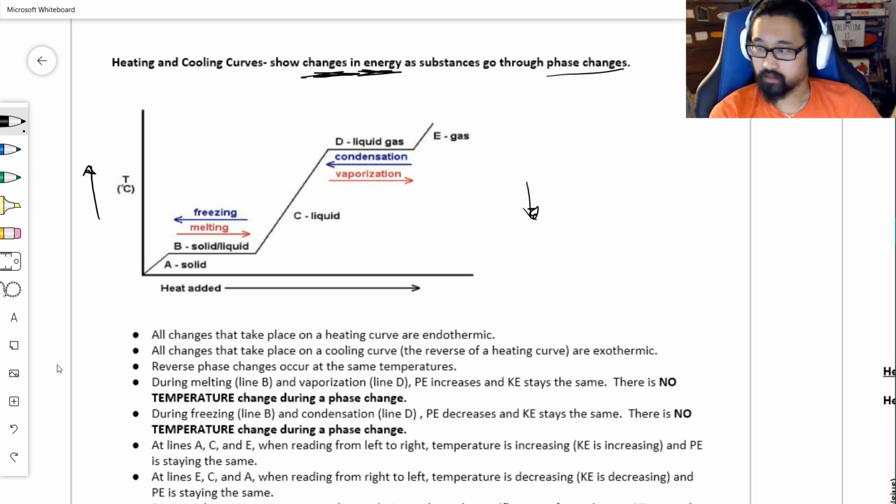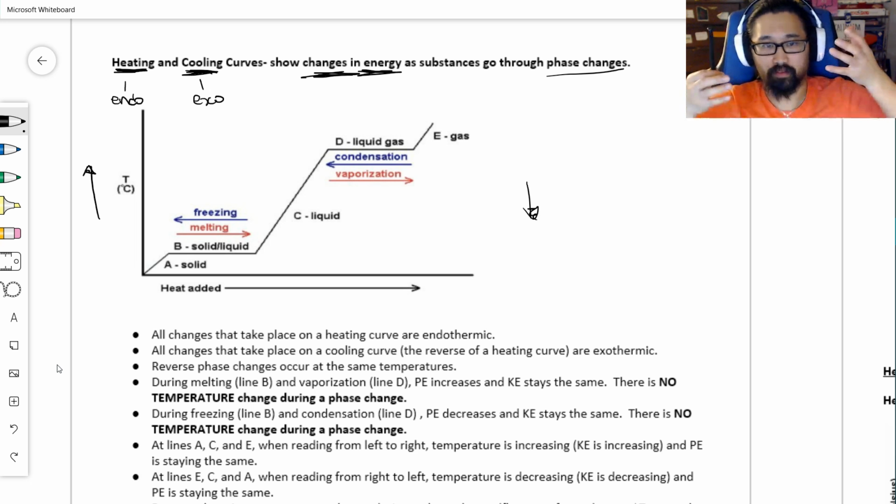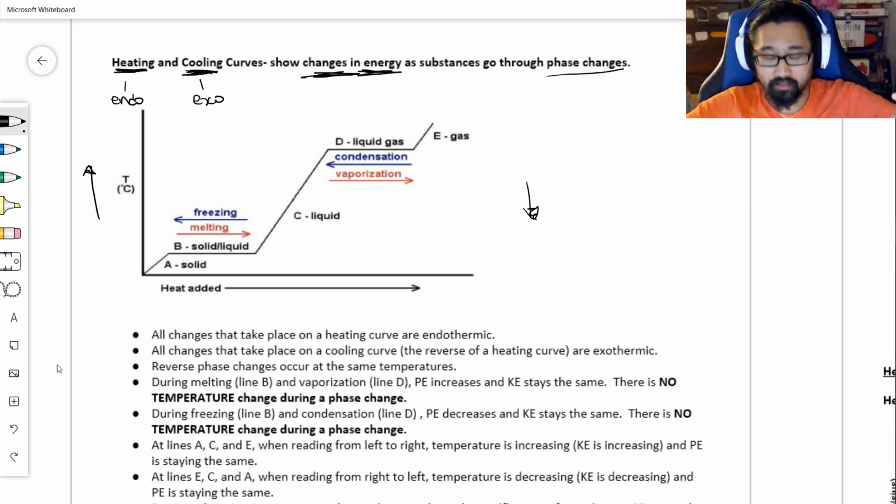Everything on a heating curve is endothermic. Everything on a cooling curve is exothermic. That should kind of make sense. If we're increasing the temperature, we're adding heat to something, it's absorbing heat. That's endo. If we're cooling something down, it's releasing heat. It's giving it away. That's exo. Right. Freezing and melting actually happen at the same temperature. We're going to do a lab on that in the very near future. All right. So just be ready.